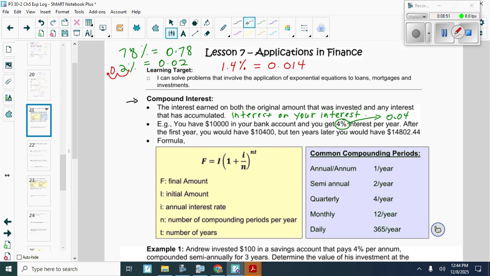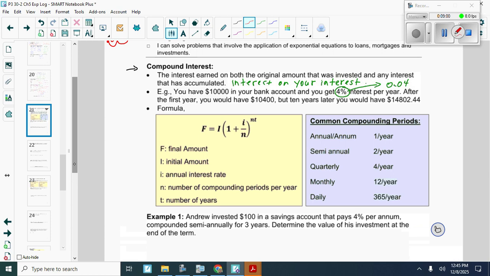Okay. So let's just double check that we can convert from a percent to a decimal. So here's an example. You have $10,000 in your bank account and you're making 4% interest rate per year. After the first year, you would have $10,400. So you've just made $400 in interest. Okay, but 10 years later, that $10,000 would have grown to over $14,000 because you're making interest on the $10,000 plus the interest on the interest, and so your amount kind of keeps growing, and that's where good investments, if you keep them in long enough, will give you good results.